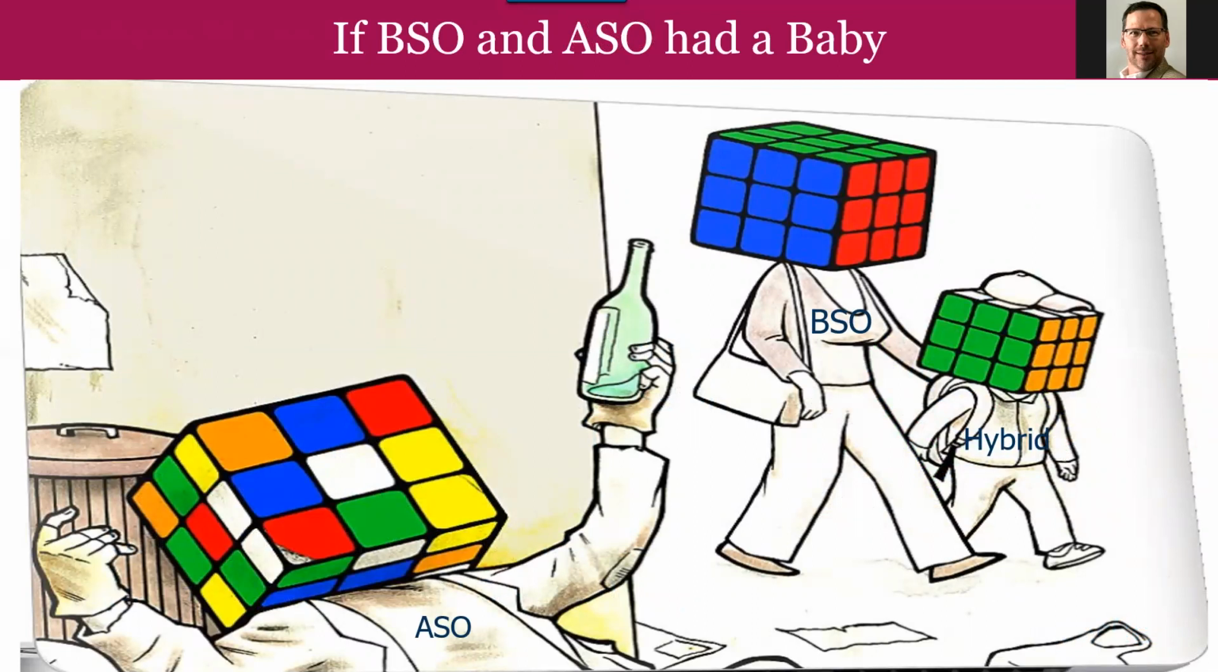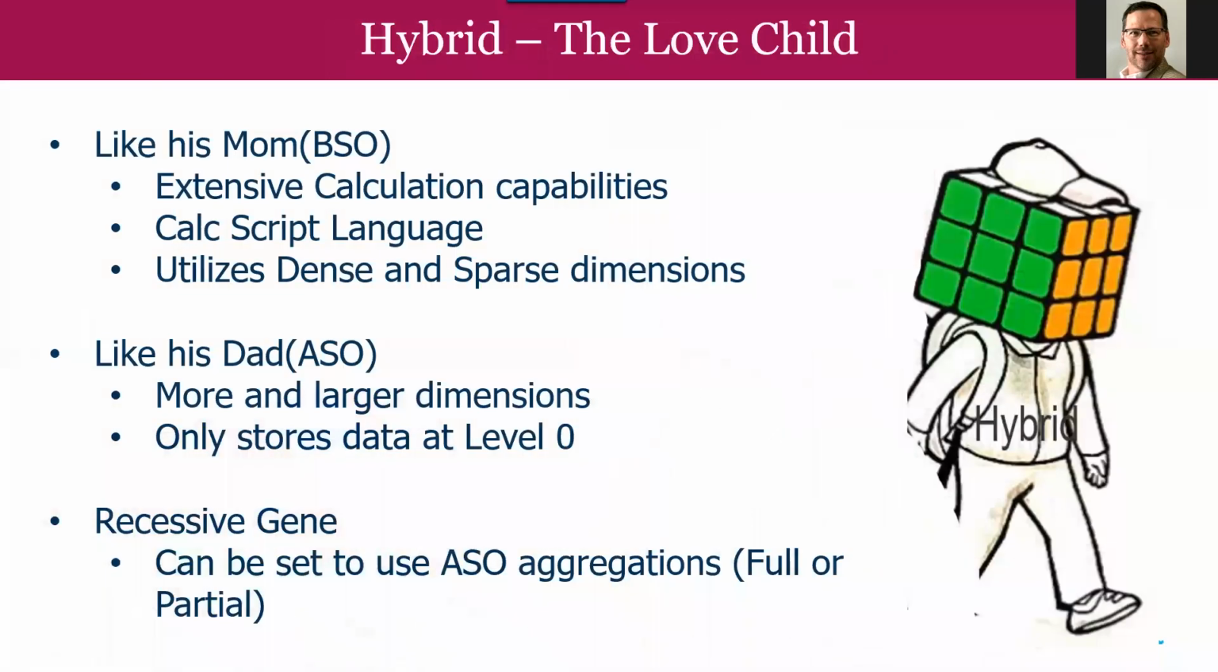A bottle of wine, a romantic night, and 9 months later, you get a hybrid cube. Hybrid cubes offer the best of both worlds. Like Mom, which is the BSO cube in this analogy, you have the extensive calculation capabilities. You may utilize the calc script language, and you have the use of dense and sparse dimensions. Like Dad, you're allowed a greater number of dimensions and larger dimensions, but you can only store data at the level 0 member combinations. Hybrid cubes can be set for partial and full ASO aggregations.